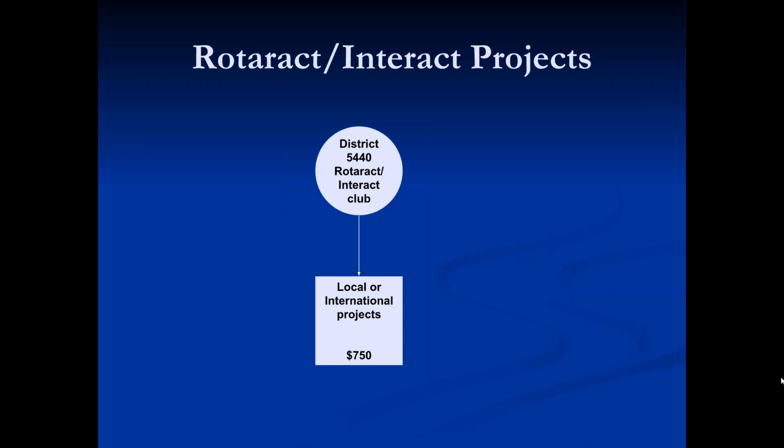We started the Rotaract Interact projects last year, and we're going to continue them again this year. These are grants that are offered to Interact and Rotaract clubs with a maximum of $500 from the district, with $250 coming from the Rotaract or Interact club. These grants go through the regular Rotary club that sponsors the Rotaract Interact club and use the same process as other district grants.